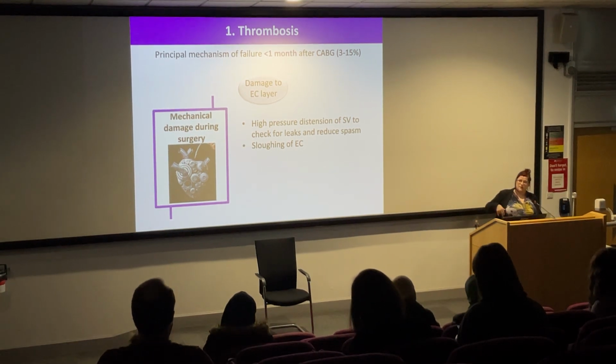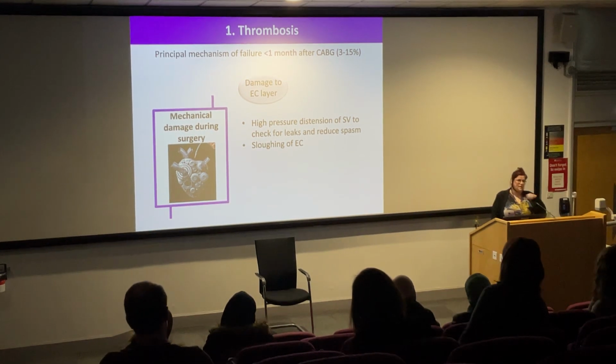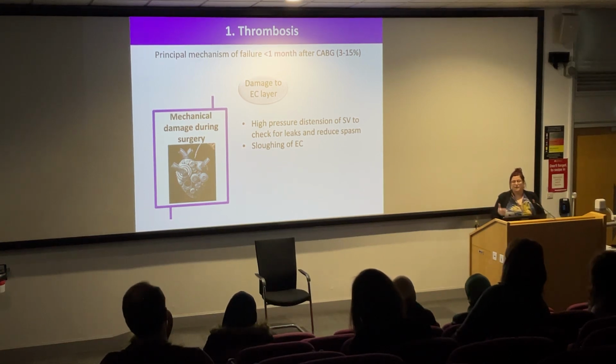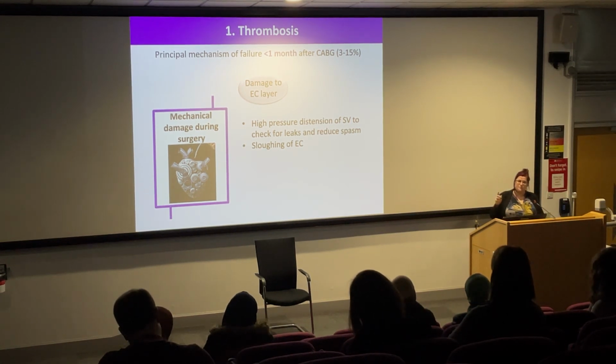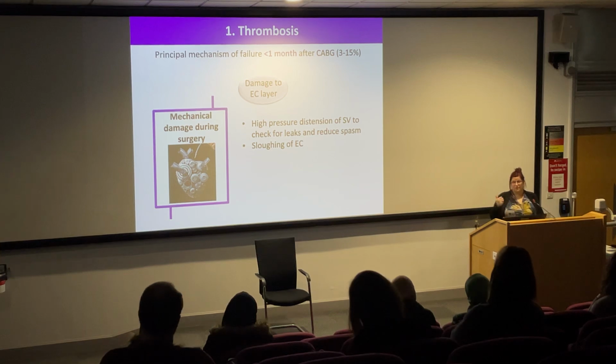And what the surgeon does, particularly with the saphenous vein, but with the other vessels as well, after they've taken it out of your leg, they then have to tie off any branches, and then they have to push through high pressure saline. So they'll do that as a high pressure wash. And there's 2 reasons for that. One of them is to check for leaks. You don't want to graft something on that's going to leak. Okay? So they have to check that all the branches are tied off properly.